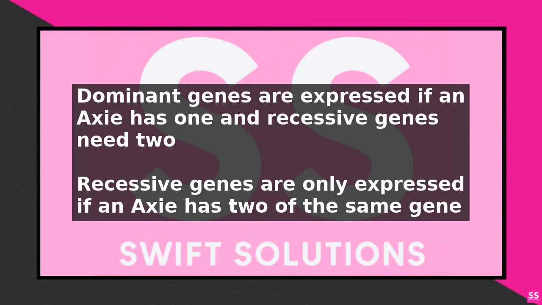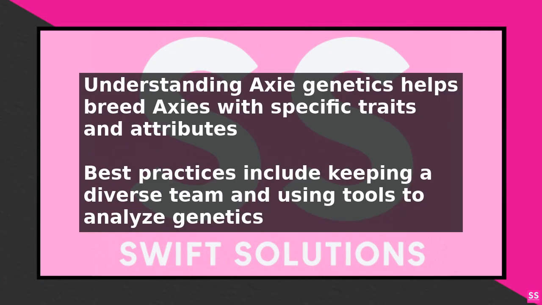In practice, understanding Axie genetics can help you breed Axies with specific traits and attributes. For example, if you want to breed an Axie with a particular horn, you can choose parents with the desired horn genes and increase the chances of the offspring inheriting that trait.